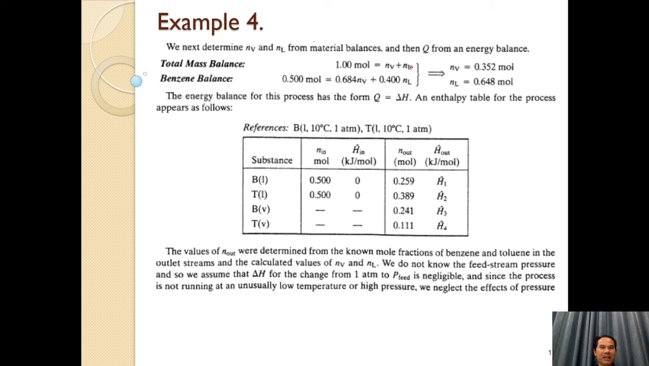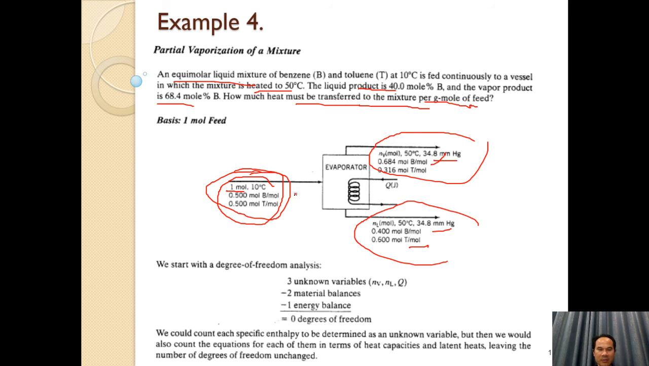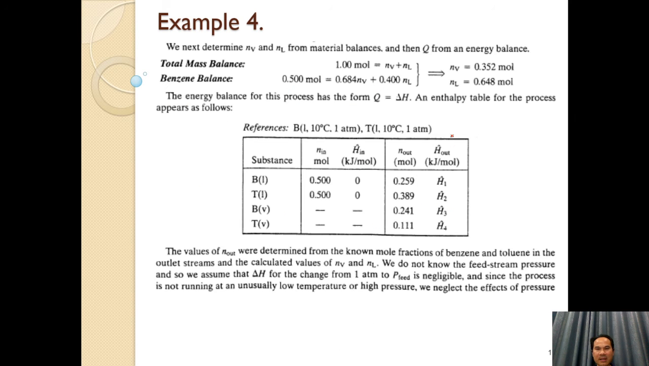And the second balance for this case, we use the benzene balance. How much benzene input? Benzene input is 0.5 multiplied by 1 mole. Benzene output equals 0.684 multiplied by NV plus 0.4 multiplied by NL. There is no generation, no consumption, no accumulation for benzene. And then we have two equations and two unknowns. You can solve simultaneously. You get NV equal to 0.352 and NL equal to 0.648 mole. And you know NV, you know NL.